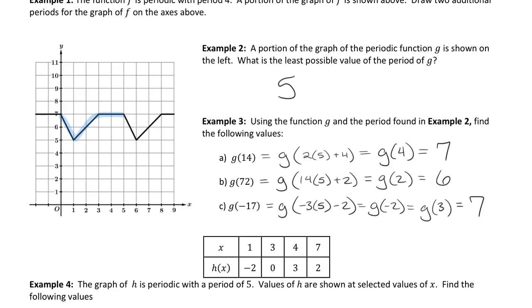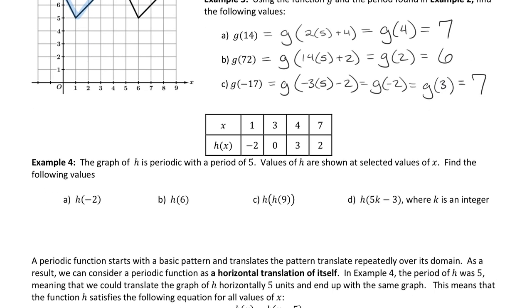Let's try another example that's maybe not a graph, because maybe the graph is what's getting us. Let's see a different representation. Example 4 says the graph of H is periodic with a period of 5. Look, they already told us what it is. That's nice. We didn't have to count it ourselves. Values of H are shown at selected values of X.